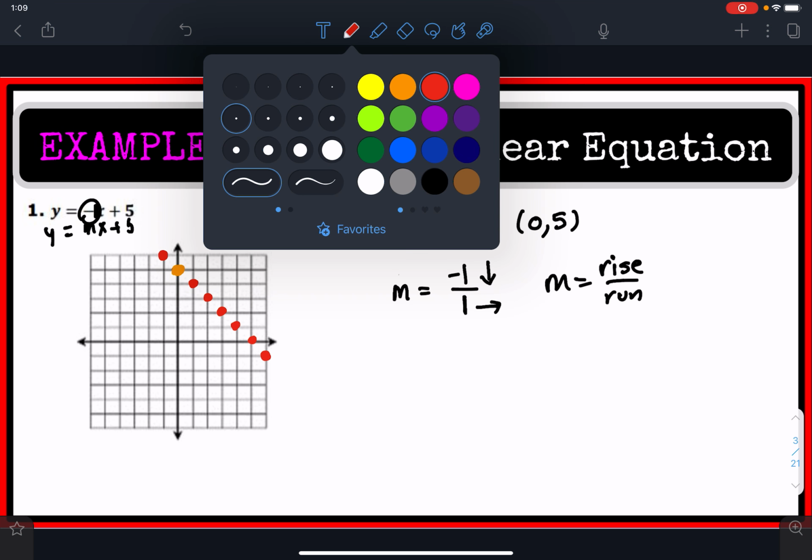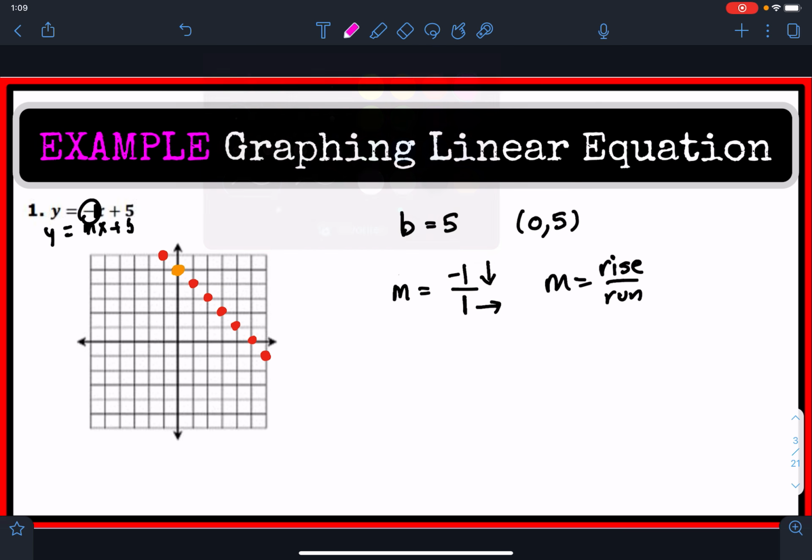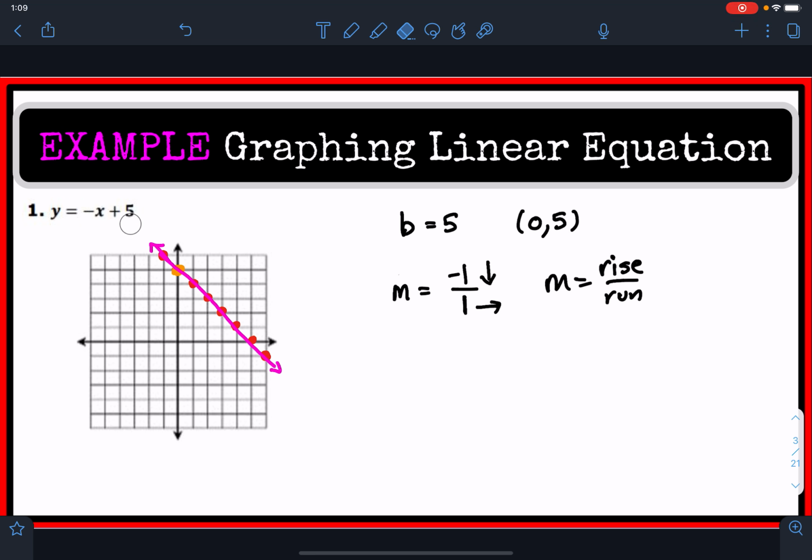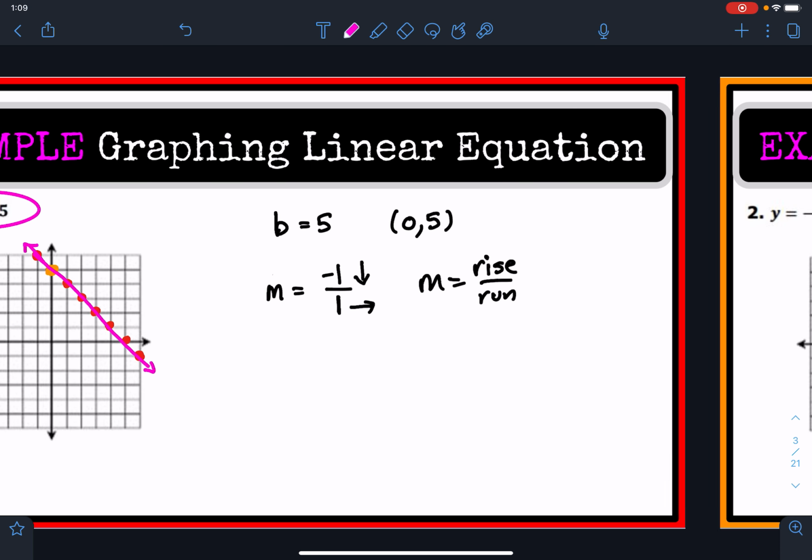Now simply connecting those points right there, I end up with my line, and that would represent this equation here. So this picture right here represents that equation there. Let's move on to another example.